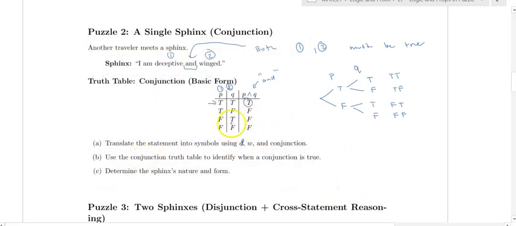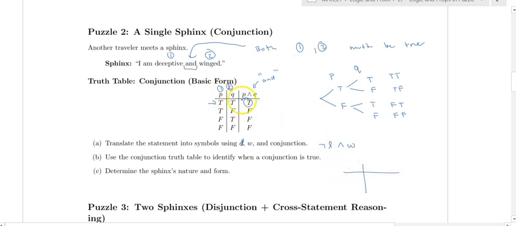Okay, so how do we write this with an "and" notation using what we have? Well, I am deceptive. We have L and we have W. L is logical. So to be deceptive means you're not logical, and you are winged, which is given by statement W. Use the conjunction truth table to identify when a conjunction is true. Okay, so let's go ahead and write this in our context.